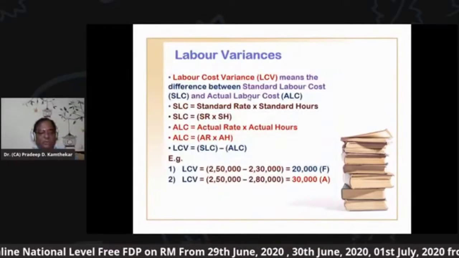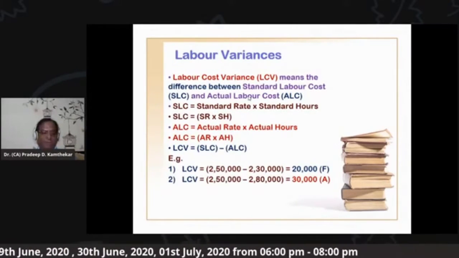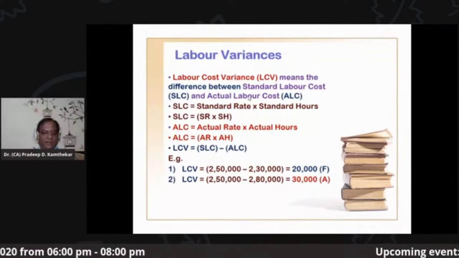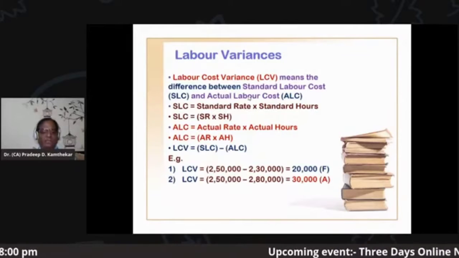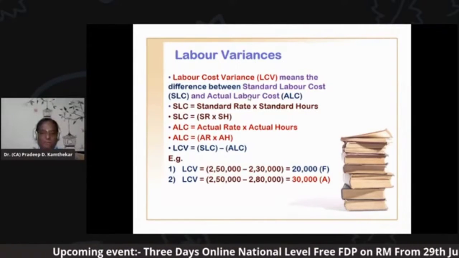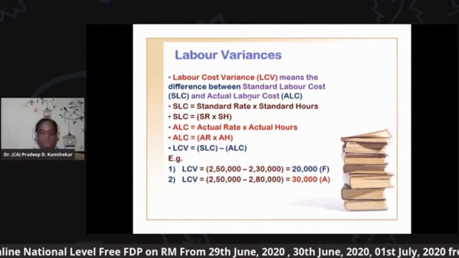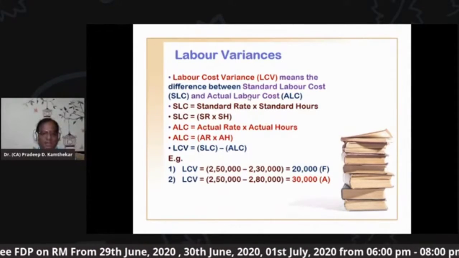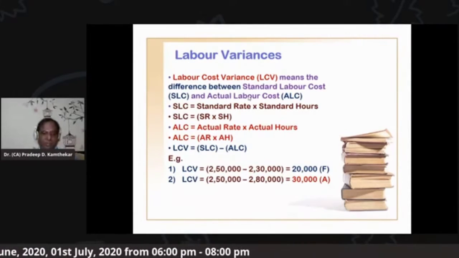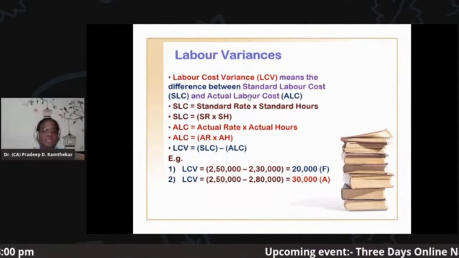Now, friends, let us go to labor variances. As we calculate variances for material use in the production process, let us not forget that labor is also one of the important factors of production that we have studied in FYJC. In any production process, the four important factors of production are land, labor, capital, entrepreneur.